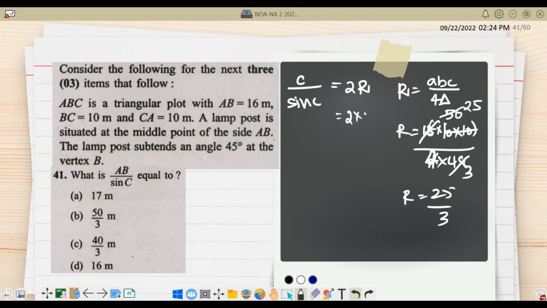When you apply it in this, it's going to be 2 into 25 by 3. This is going to be 50 by 3. So B is your answer.